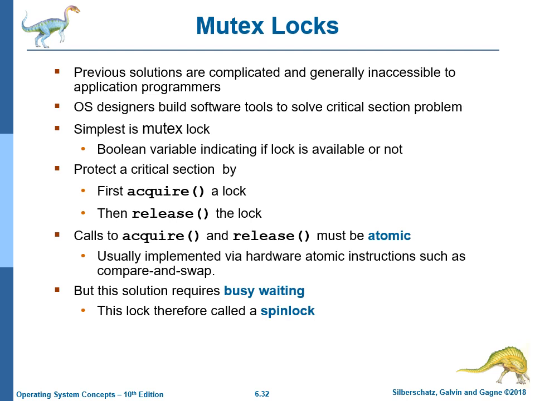If the lock is available, then there is an acquire function of the lock, and then a release function to release the lock. Acquire is to request a lock, and release is to release the lock. The acquire and release functions must be called atomically, in the operating system. Normally they are implemented using hardware atomic instructions such as compare and swap, as we saw earlier.